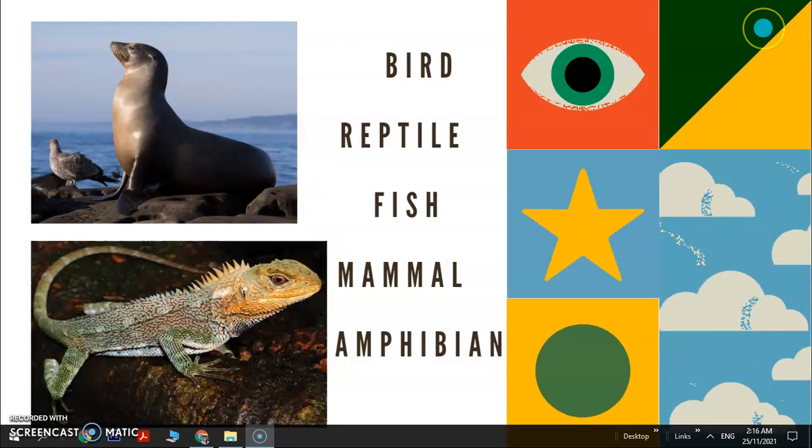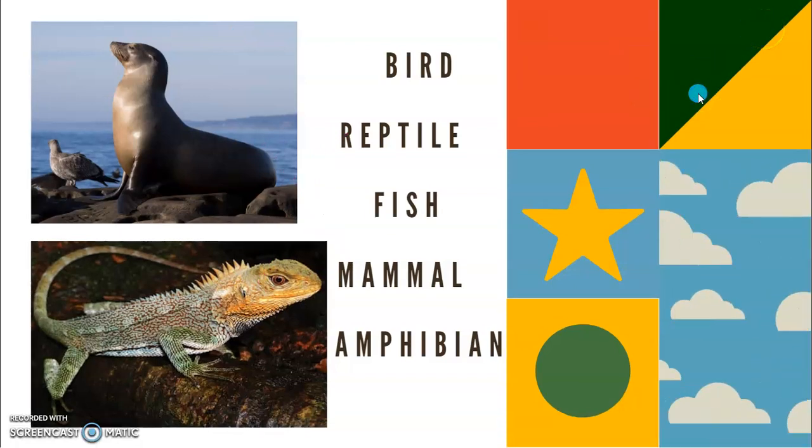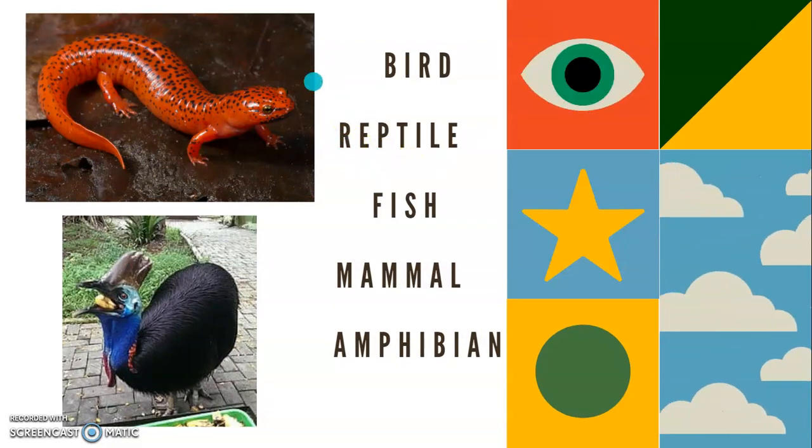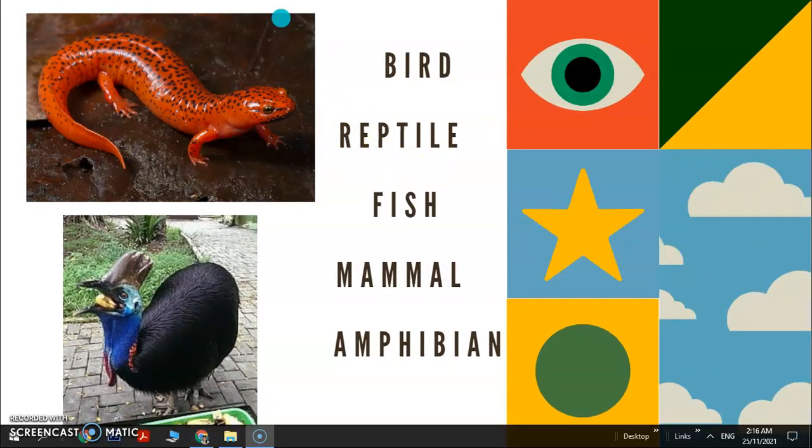Next one. Salamander. Salamander have soft and slimy skin. They live both in land and in water. So, they are amphibians. The next one is the cassowary. Meron siyang strong legs used for running or kicking the enemies. But it cannot fly, although may feather siya. So, cassowary is an example of birds.